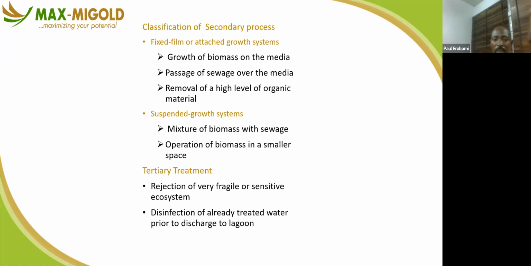Then after the secondary treatment, it now goes to what we call tertiary treatment. You inject the water from the secondary system into the tertiary. Rejection of very fragile or sensitive ecosystem. Disinfection of already treated water prior to discharge to the lagoon. That means it is during this treatment that you add chlorine, or you add fluorine, into the water. When you add fluorine, we perform fluorination. But when you add chlorine, what you are doing is chlorination. And what do you use chlorine for? It serves as a bleaching agent, and at the same time, it serves as a disinfectant.